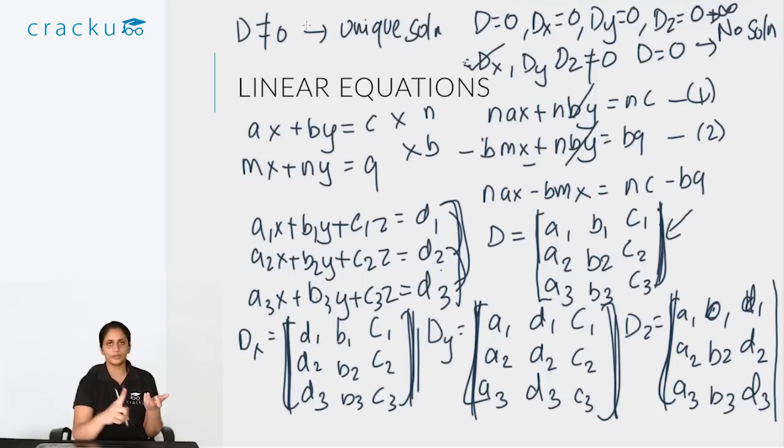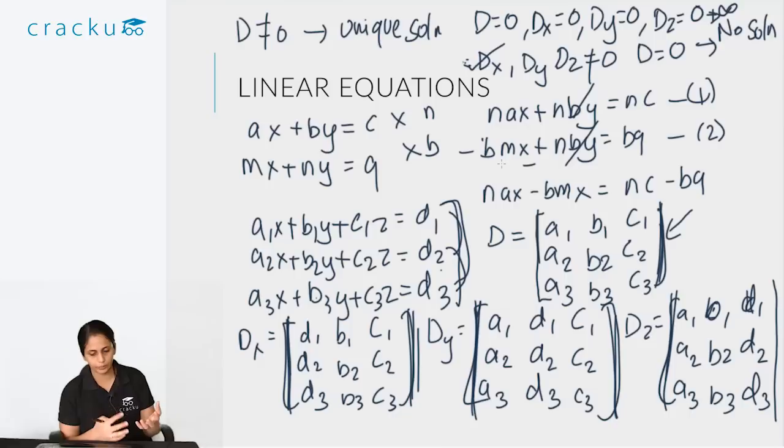In this case, there is a unique solution. You can answer. For example, if this comes in data sufficiency, you can say you can answer this question. In either of these cases, when d is equal to 0, you cannot find a unique value for the answer. So this is the basic fundamental behind linear equations.